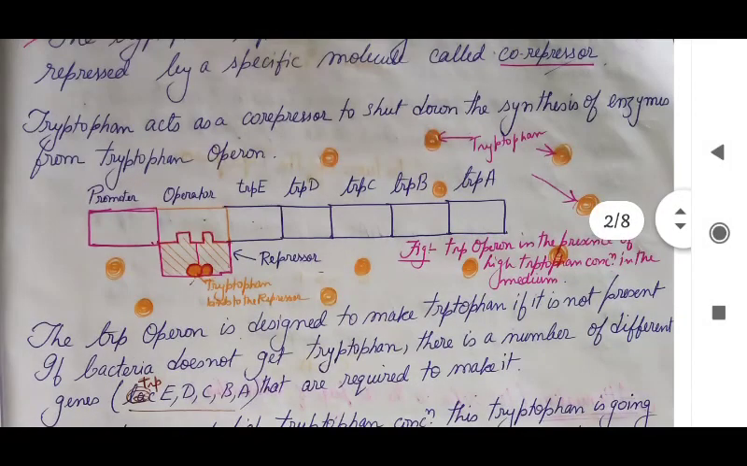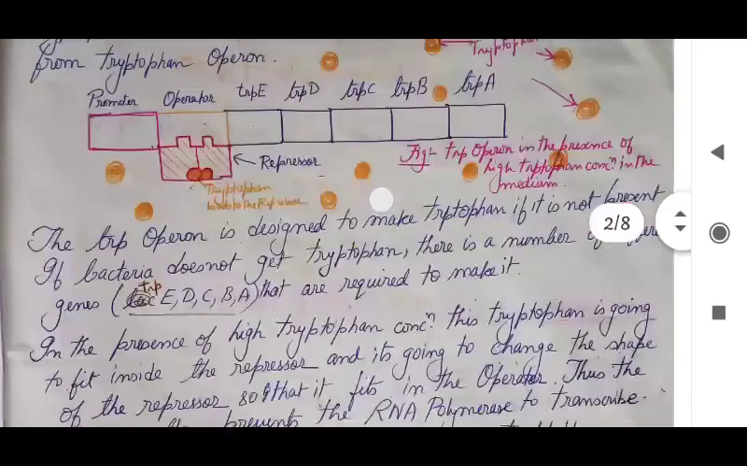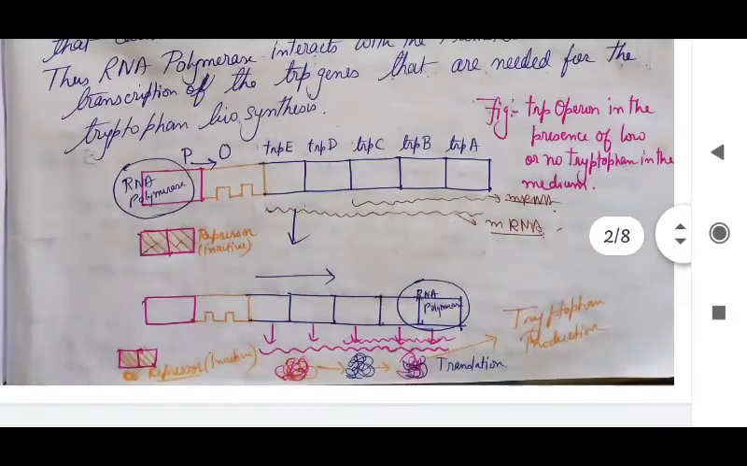In the first case, when tryptophan is in high concentration, it fits into the repressor protein. The repressor protein changes its shape, binds to the operator, and the operator prevents the RNA polymerase from binding to the promoter and carrying out the transcription of these genes. It prevents that. In case of low tryptophan concentration, what happens? The repressor changes its shape and moves away from the operator. The operator is turned on. It allows the RNA polymerase to bind and carry out the transcription of these genes that are needed for the biosynthesis of tryptophan.